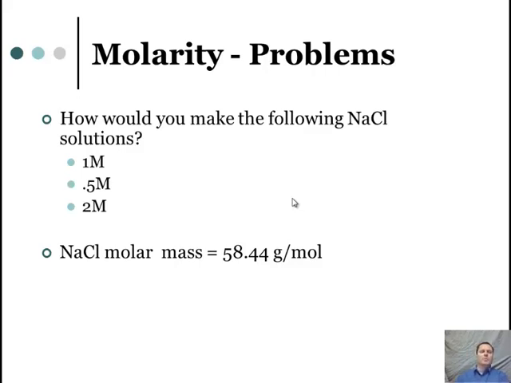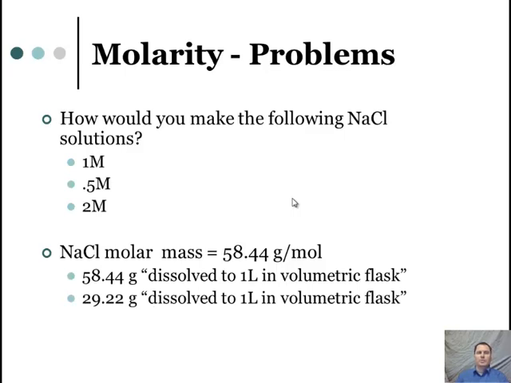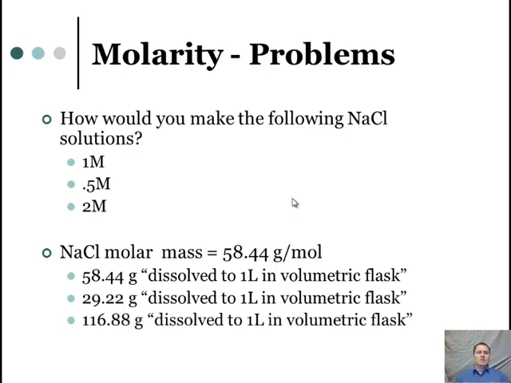So to make a 1 molar solution, I'm going to put 58.44 grams of sodium chloride in a 1 liter volumetric flask, and then I'm going to add deionized water to the 1 liter mark. Well, what if I want to make a half molar? Well, I need half as much, so I'm going to take half of 58.44, which is 29.22, put that in my volumetric flask, and fill it up to 1 liter. And I'm guessing you can figure out what we do for the 2 molar. We double it. We put 116 grams in, and then add our water to the 1 liter volumetric flask. Pretty easy.